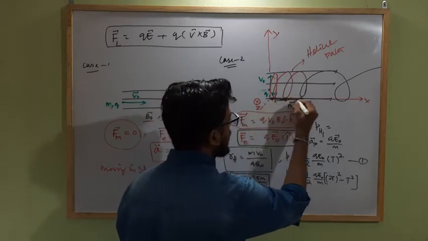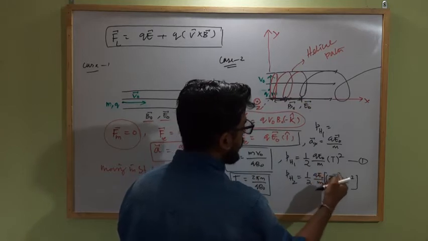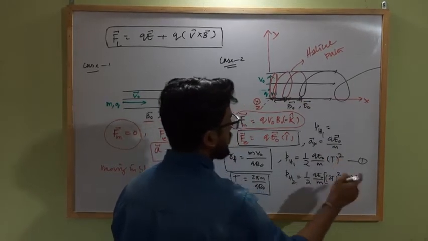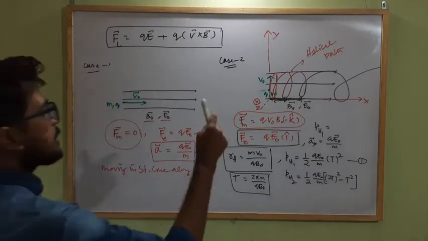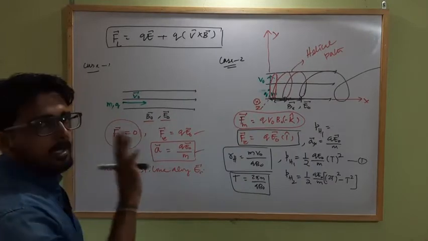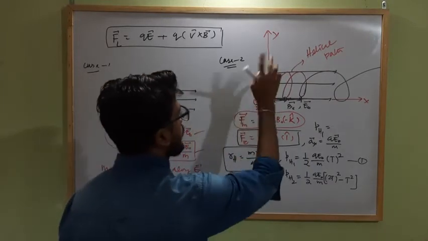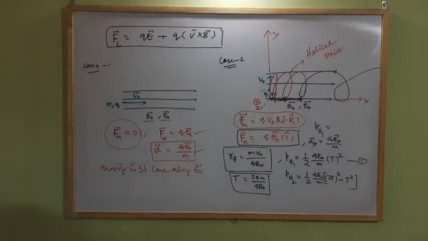So the length of the second pitch will be half q E by m into 2t square minus the first pitch. This will be this one. Clear? So in this case the pitch will vary when the electric field and magnetic field are parallel to each other, but the moving charge is perpendicular to the direction of both the fields. Next case.